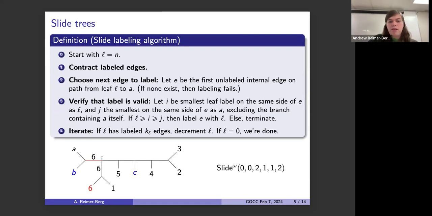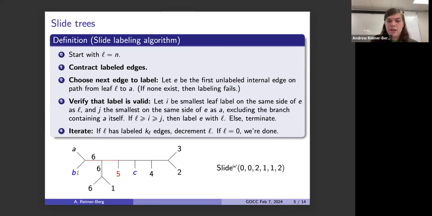And so now this is contracted, so the 6 is really here, and so the smallest thing on this side is now C. The smallest thing on the other side that isn't A is B. B is less than C is less than 6. So again, we're valid. We can label that one 6. Now 6 has labeled 2 edges, and so 6 is done. We go down to 5.